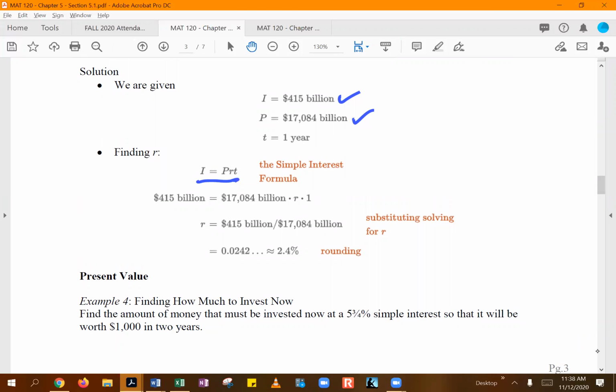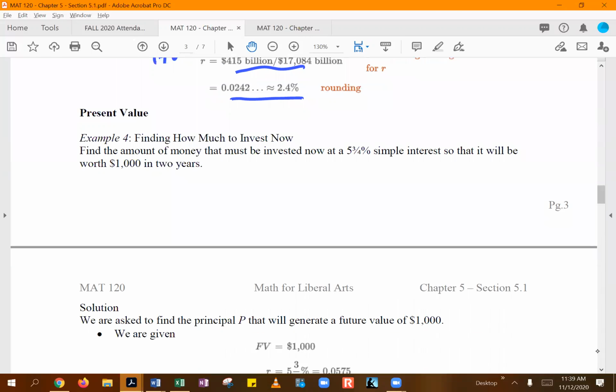So you start by taking this 17,084 and dividing it into our $415 billion, which is where this is coming from, and that's giving us approximately 2.4% as the rate of interest this national debt is accumulating, right? So you can just kind of see how we are calculating the rate of interest over here.